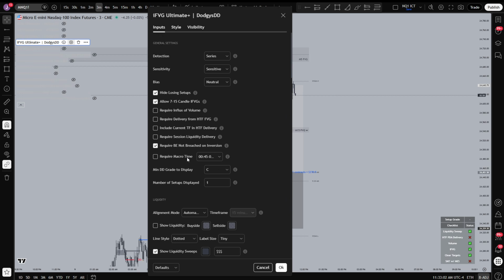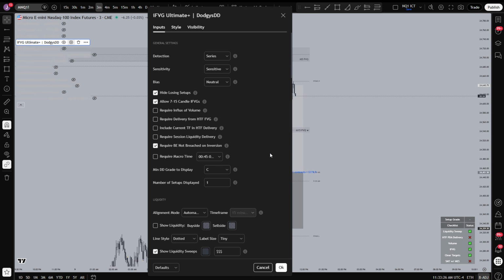And yeah, if you guys want to seriously weed out a lot more trades, you can also require the macro time, right? I personally don't, and you could change some of these, but I personally recommend just keeping these exactly how they are, right? If you want to have fewer trades and better trades, you can filter by B+ and above. You can have it be only A and above, right? There's a lot of customization within this indicator.